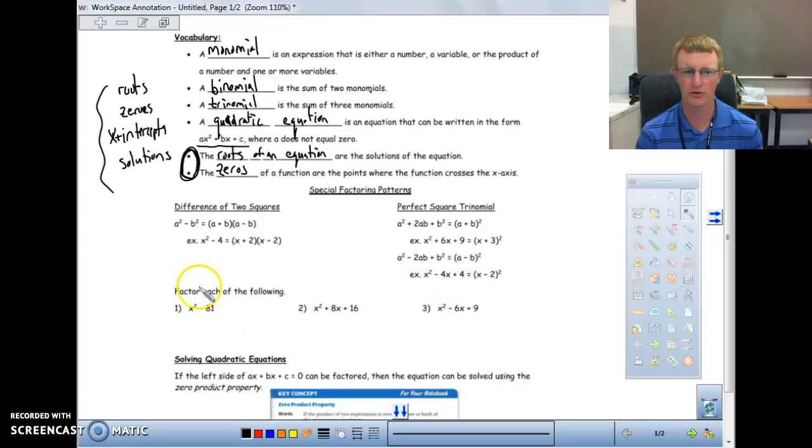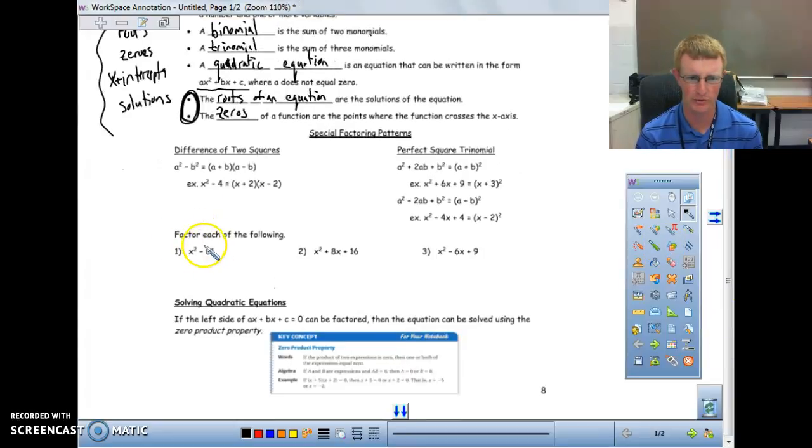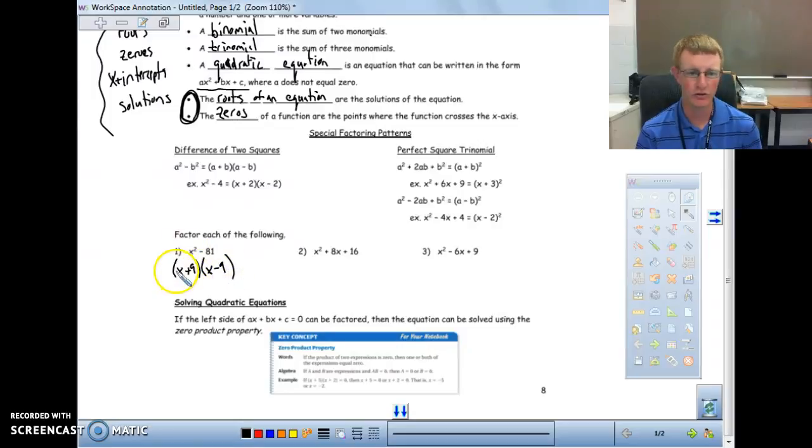So let's look at a couple of these examples down here. Basically what we're looking at is we have x squared minus 81. The square root of 81 is 9. Because we have a minus, what's happening is we get x plus 9 and x minus 9. The reason why this works is when you FOIL this, you will get a positive 9x in the middle term, and you'll get a negative 9x on the outer term, so the middle term cancels out. That's why we don't have an x term.